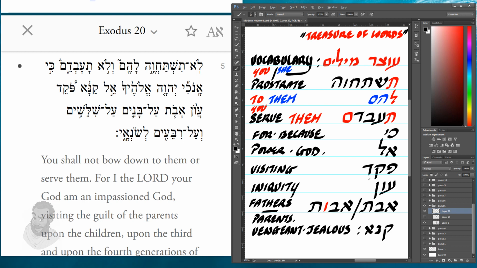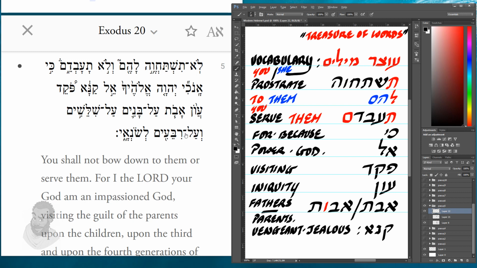But I don't want to get into too much of the accent and why it changes from pokeds to pokeds. We'll just leave this for visiting for now, okay? Iniquity is awon. Fathers in Hebrew is avoth. Now I put this here to help you out, because if you look here, it's just aleph, beth, and tau. This is very difficult to read.